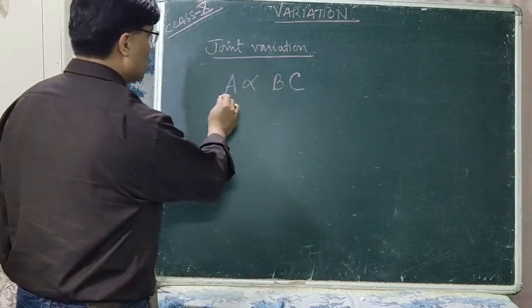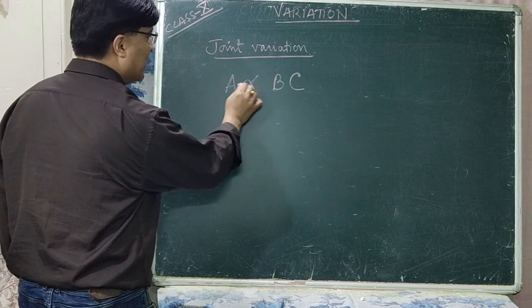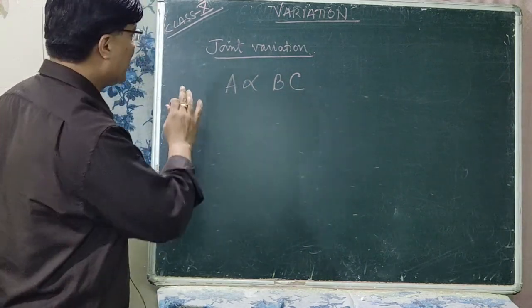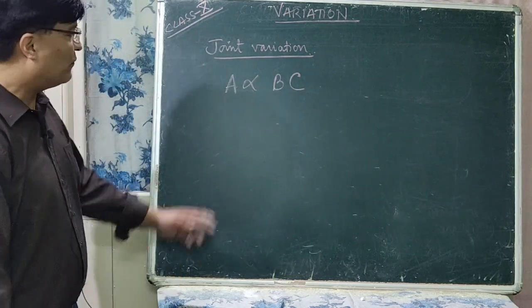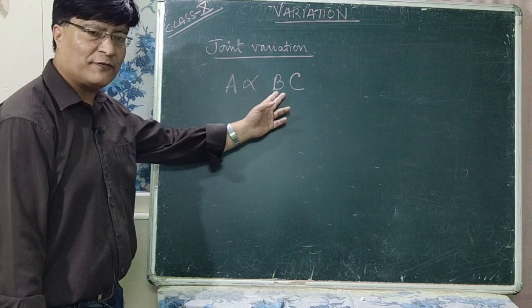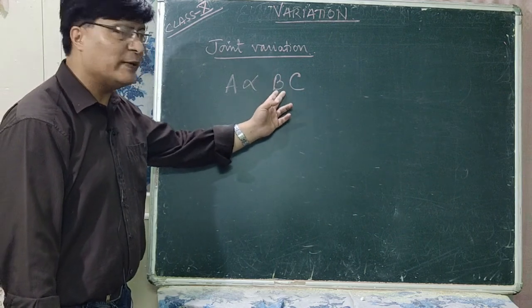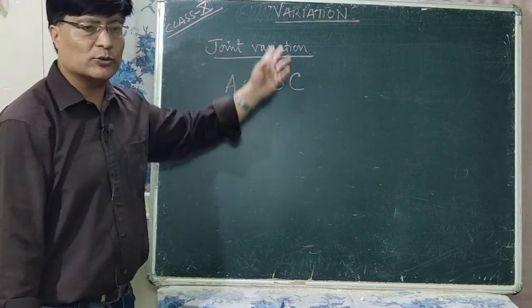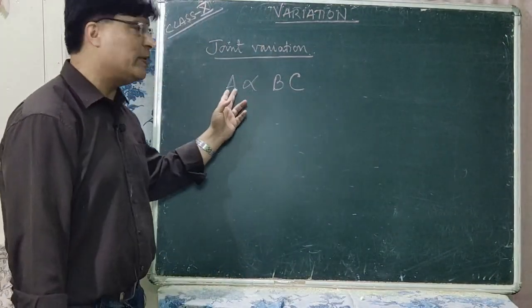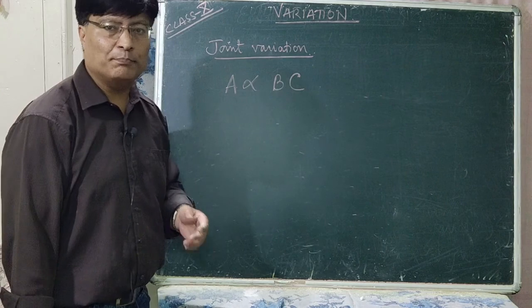Okay, so suppose A is proportional to BC. So how can you say this one? The first variable A is in direct variation with the product of the two variables B and C. Then this is known as what? Joint variation. Then A is said to be in joint variation with BC.